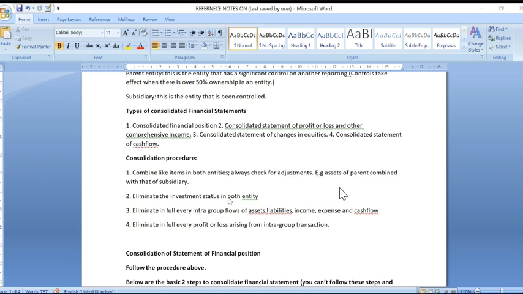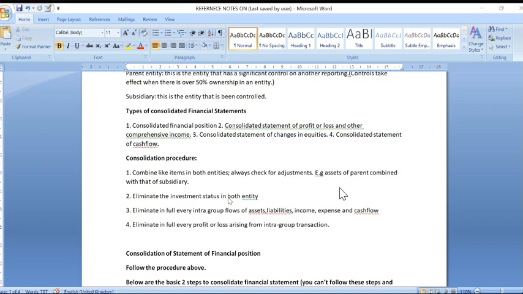Number 2, you must eliminate the investment status in both entities. When you are consolidating, there is nothing like investment in associate or investment in subsidiary that must appear in any of your financial statements. You must eliminate that investment, and that we will look at when we are doing the calculations. You must eliminate all the investment status.